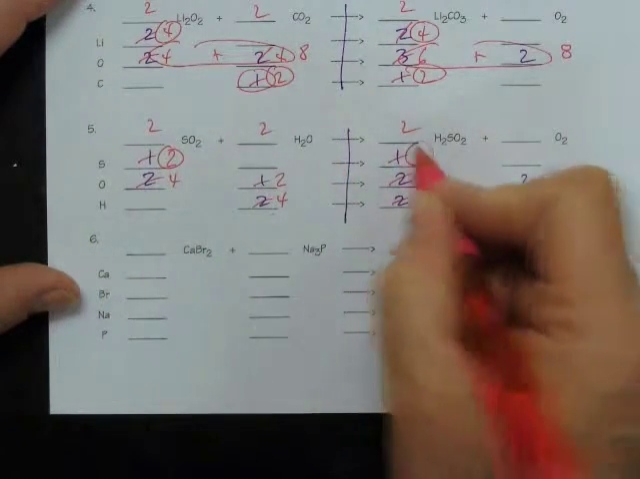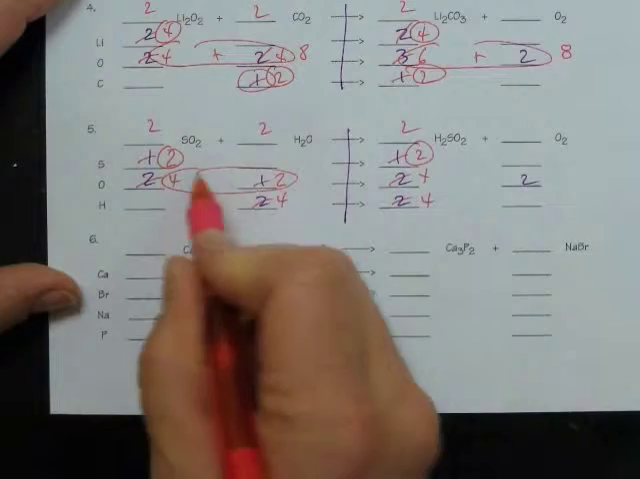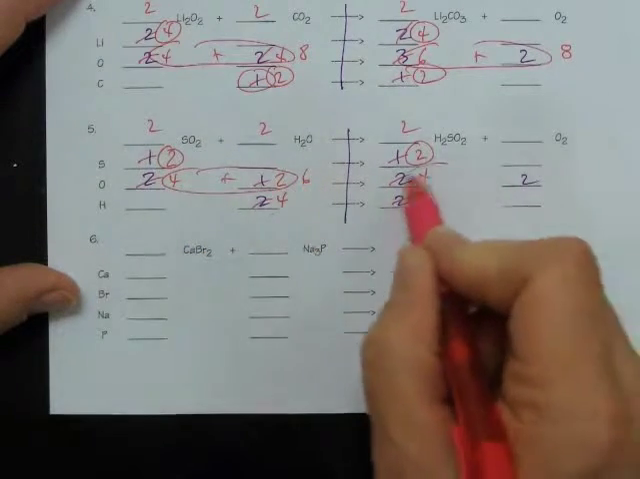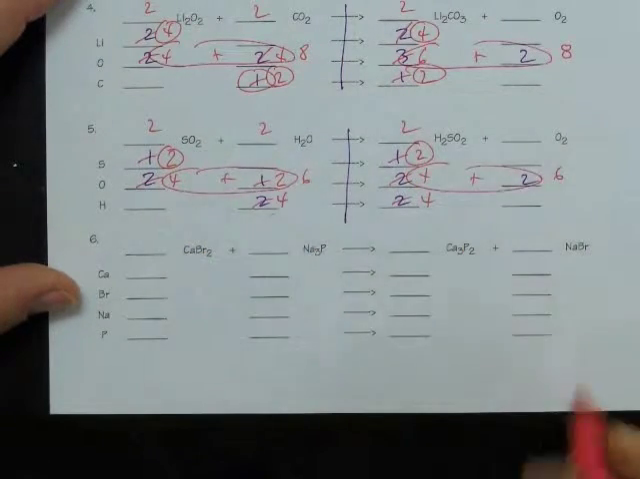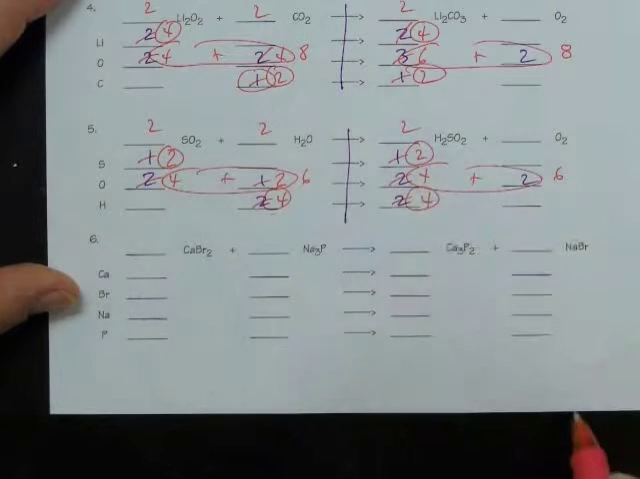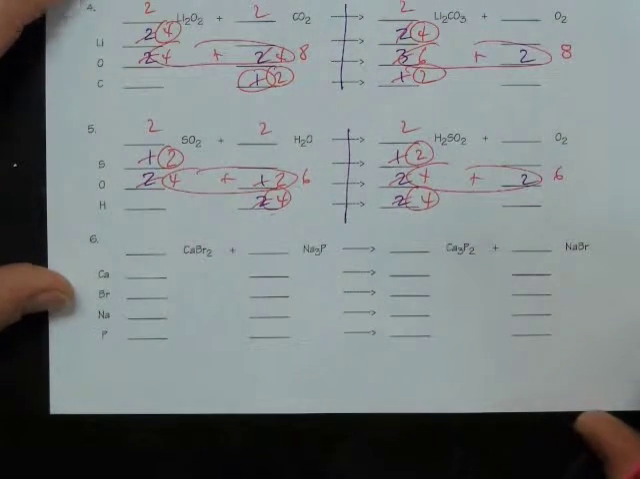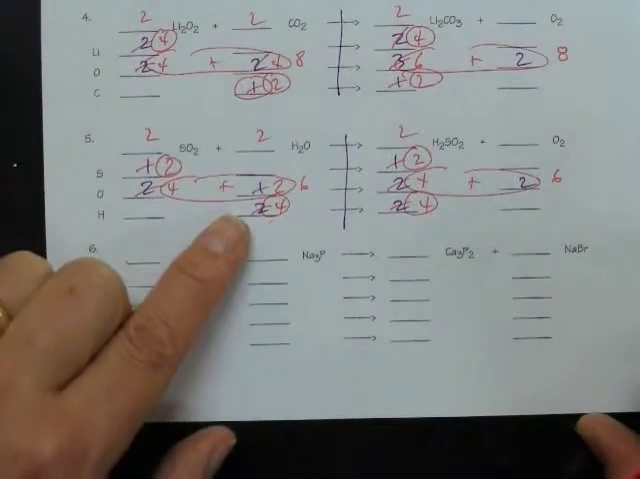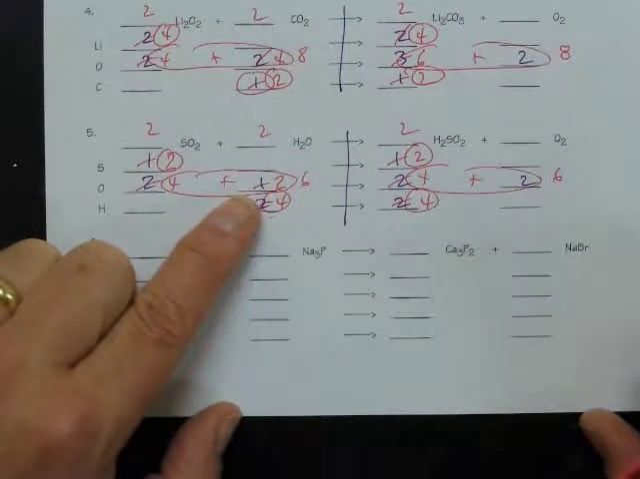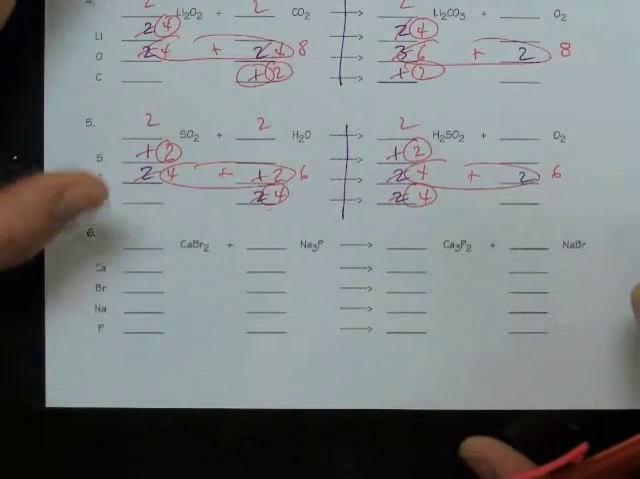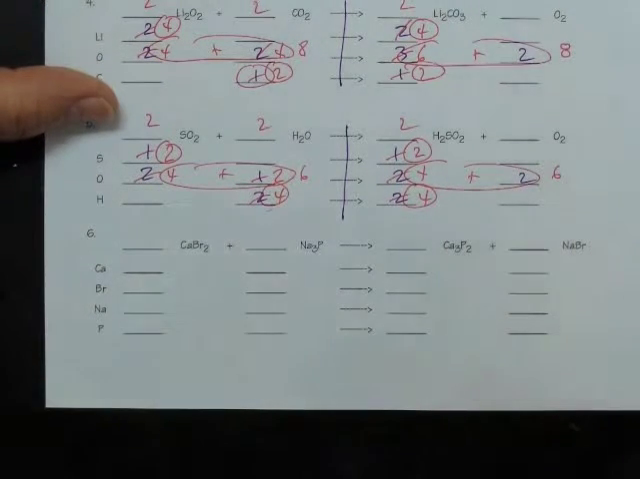2 sulfurs on each side. A total of 6 oxygens in the reactants and 6 in the products. 4 hydrogens in the reactants, 4 hydrogens in the products. See how that little trick, when you've got an odd total, by doubling the odd one, making it even, unlocks the rest of the problem, making it much easier to solve.